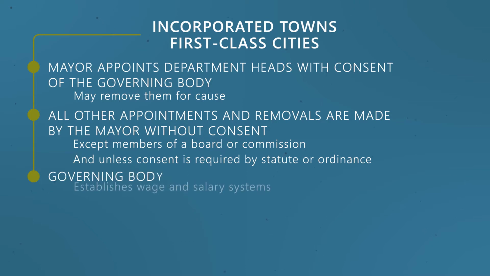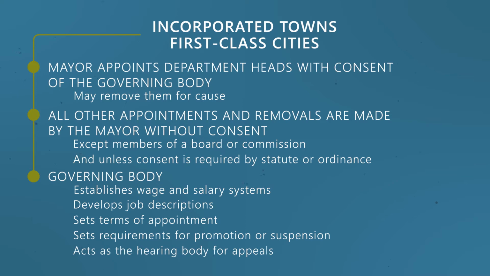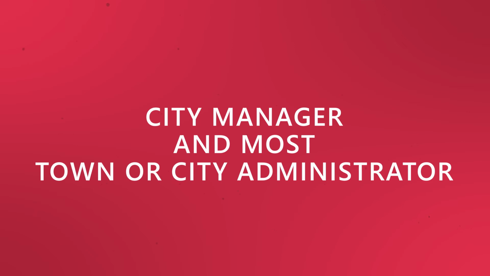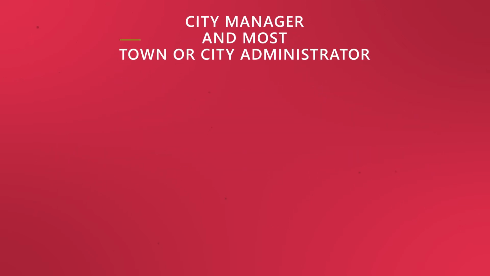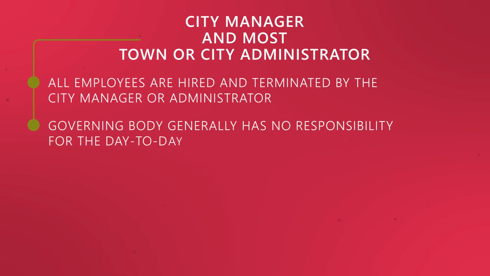The governing body establishes wage and salary systems, develops job descriptions, sets terms of appointment, sets requirements for a promotion or suspension, and acts as the hearing body for appeals from disciplinary actions of the mayor. In a city manager form of government, and most town or city administrator forms of government, all employees are hired and terminated by the city manager or administrator. The governing body generally has no responsibility for the day-to-day supervision of the municipality, unless the community is very small and there is a limited staff. In these cases, the mayor and the individual council members are, by necessity, much more hands-on.